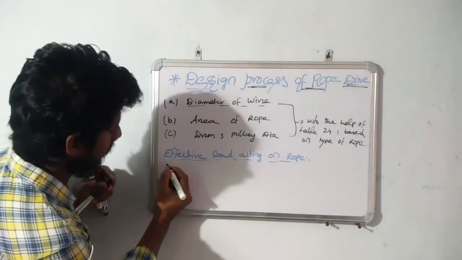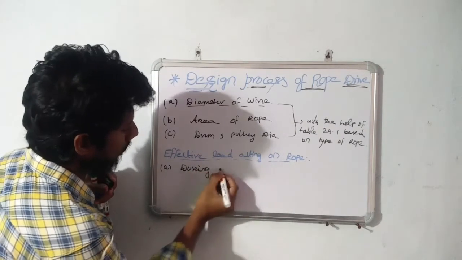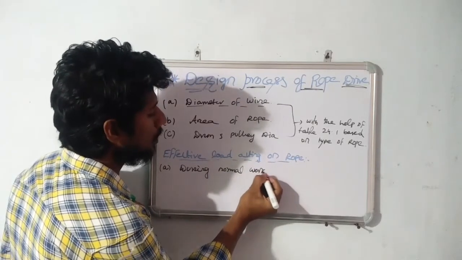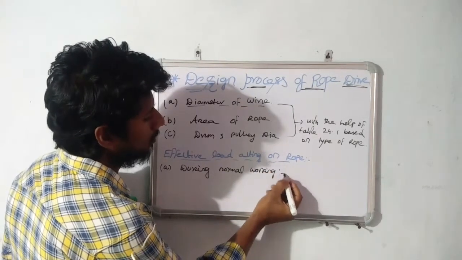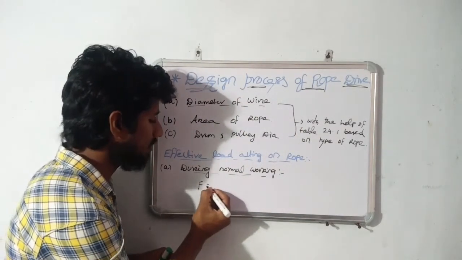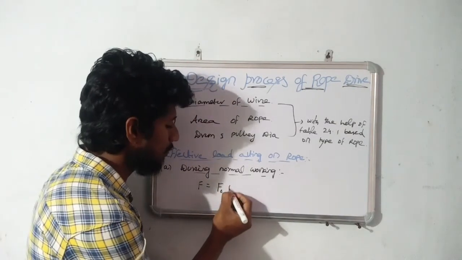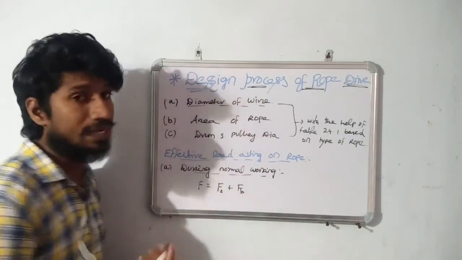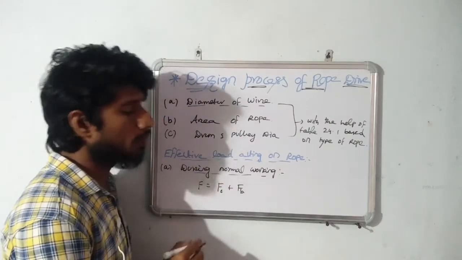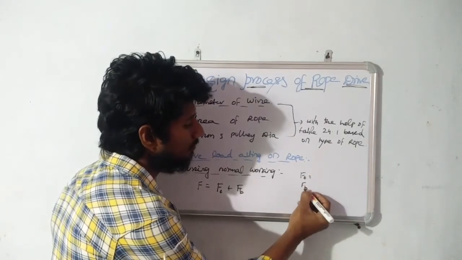Here the first one is during the normal working condition. So what is the effective load acting on the rope? That effective load acting on the rope is denoted by F, that is equal to Ft plus Fb. So it is the formula to find out the effective load acting on the rope during normal working condition. Here what about the Ft and Fb?